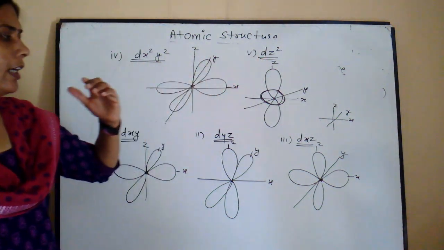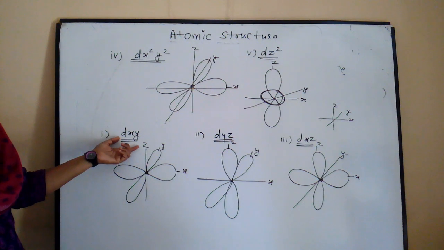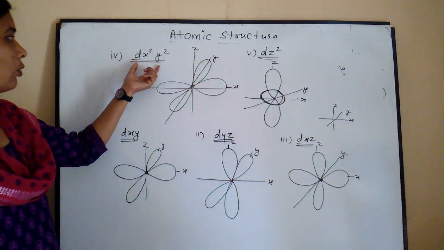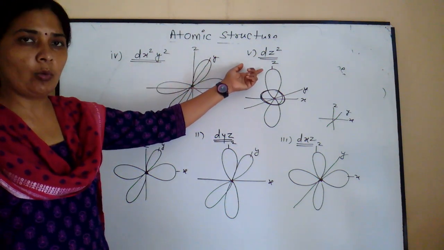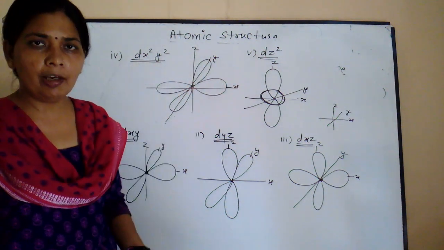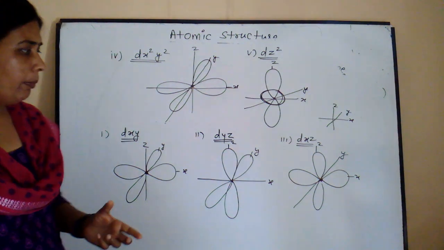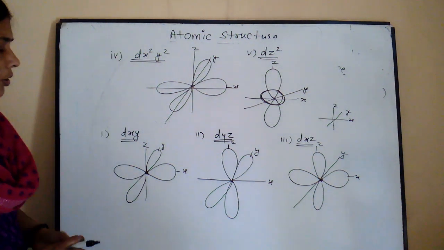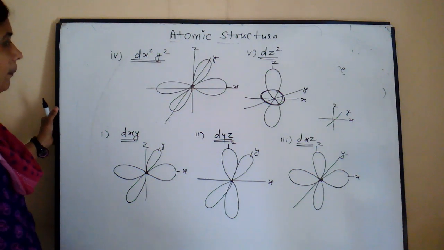So d orbital we classify into 5 types: dxy, dyz, dxz, dx square y square, and dz square. Having the double dumbbell shape and 2 nodes, and maximum electrons present in d orbital is 10. So these are the d orbitals.